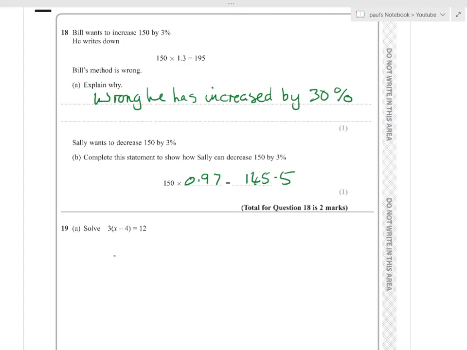Algebra, 3x minus 12 equals 12. So 3x equals 24. So x equals 24 divided by 3, which equals 8.